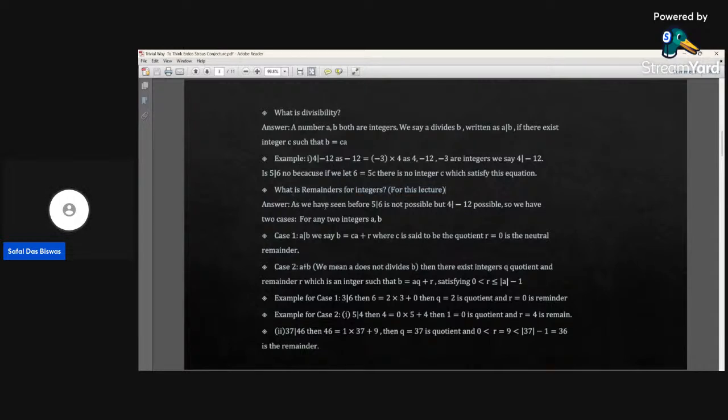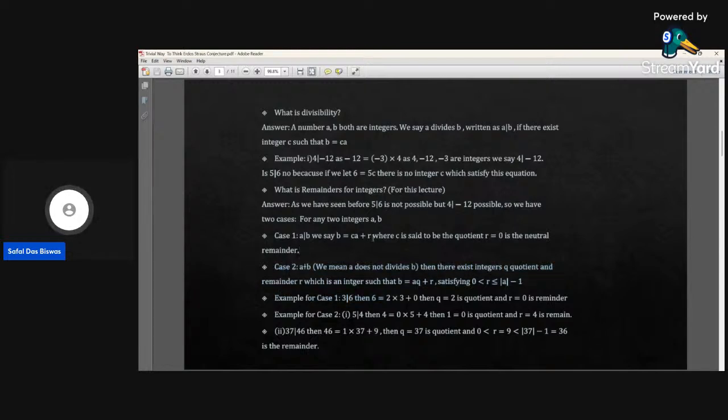As we have seen before, 5 divides 6 is not possible, but 4 divides 12 is possible. So we have two cases here. For any two integers a, b, case 1: a divides b. According to the divisibility notation, we say b equals ca plus r, where c is said to be the quotient, and r equals 0, the neutral integer, is the remainder. Why? Because a divides b, so r should be 0, right?